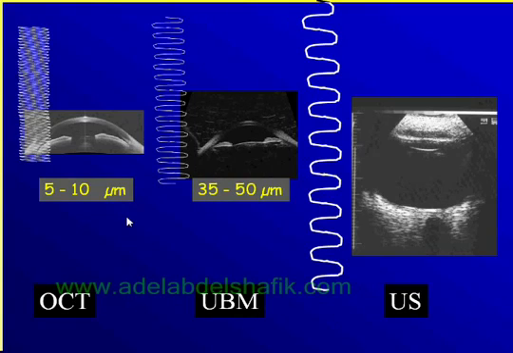This is the resolution in case of ultrasound, UBM, and in case of OCT. The information from one location to the next location in OCT is 5 microns or 10 microns. In UBM, it's higher than that. In ultrasound, it's 900.